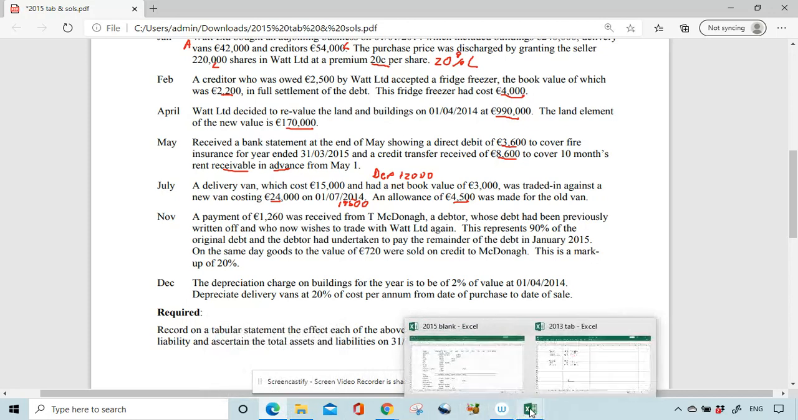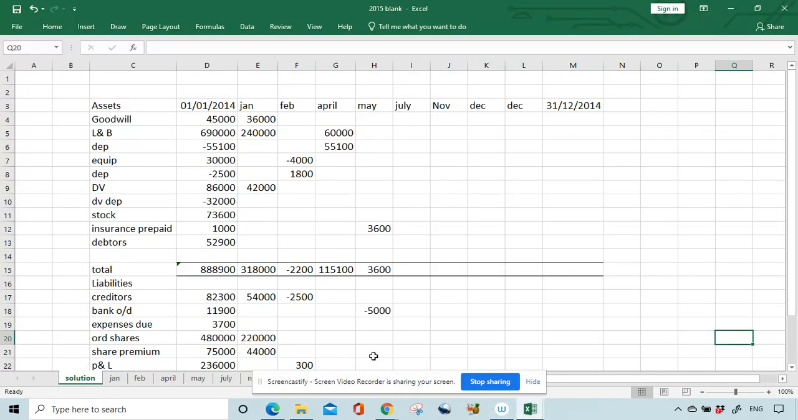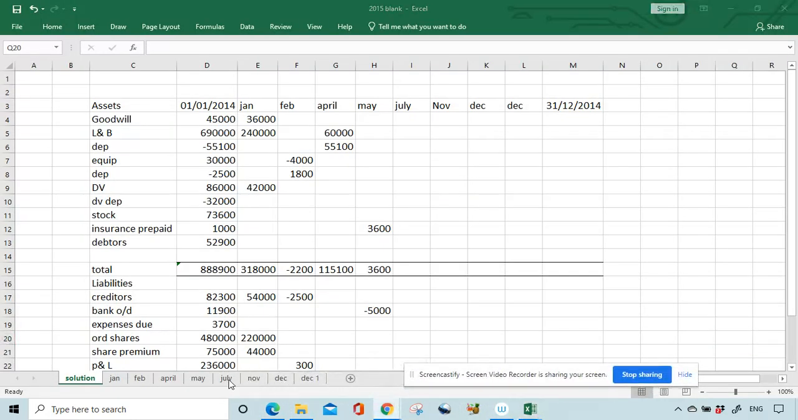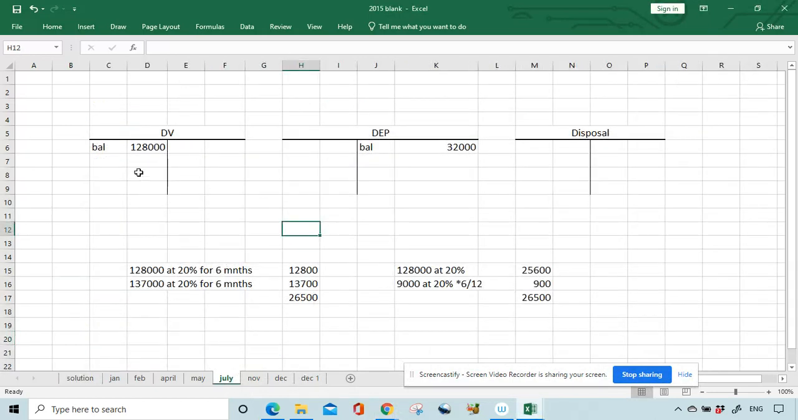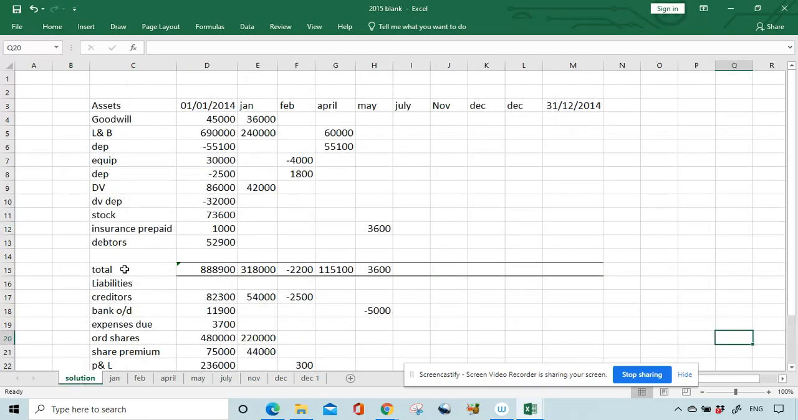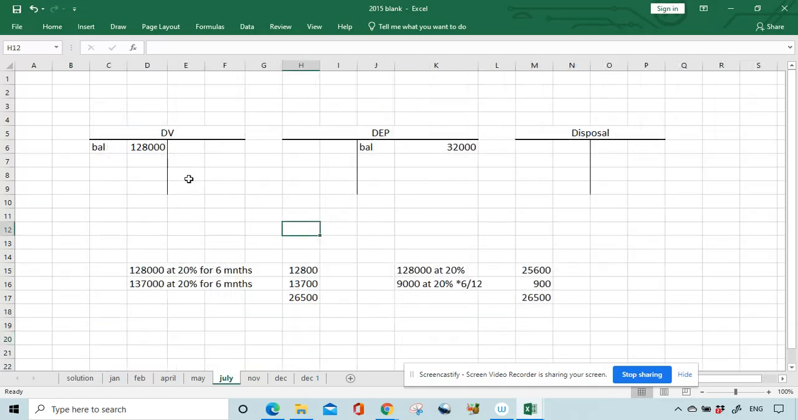So when I go to my solutions, my workings, I go to July. So I have an opening balance on delivery vans of 128,000 because we opened with 86,000. I'll just show you here, it's the 86,000 here plus the 42,000. Okay, and then the delivery van's depreciation is 32,000. Okay, so that's our opening balances. So just go through this now.